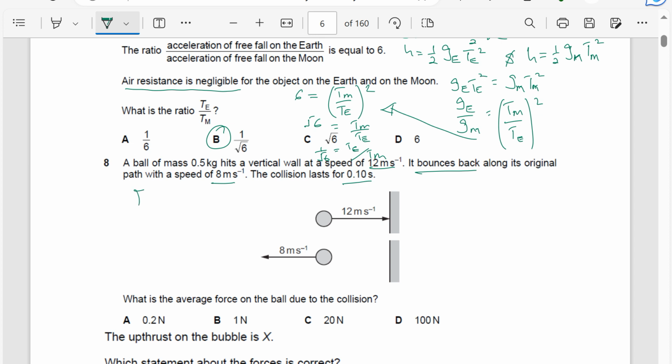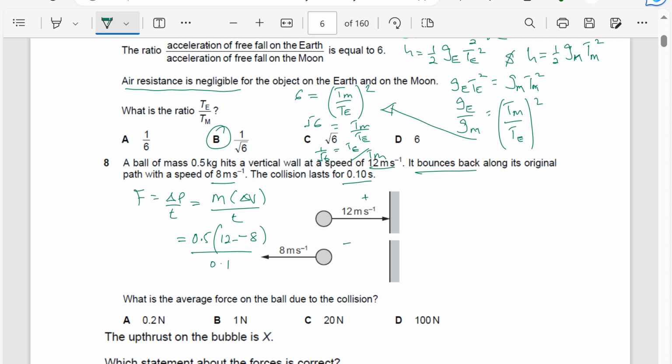So we know that by definition, force is the rate of change of momentum. So this is actually going to be m times change in velocity divided by time. So if we say towards the wall is positive, then away from the wall will be negative. So we subtract. This will be the mass, which is 0.5, times the change in velocity, which is 12 minus negative 8, divided by t, which is 0.1.